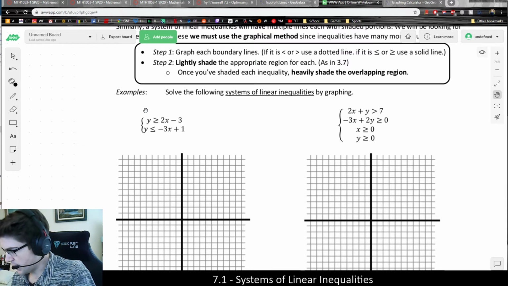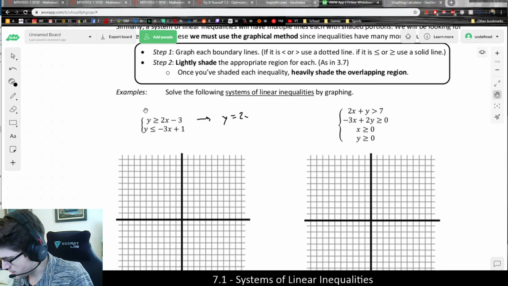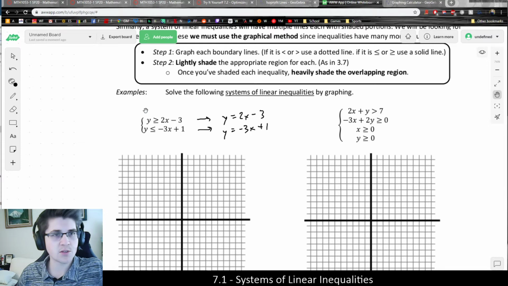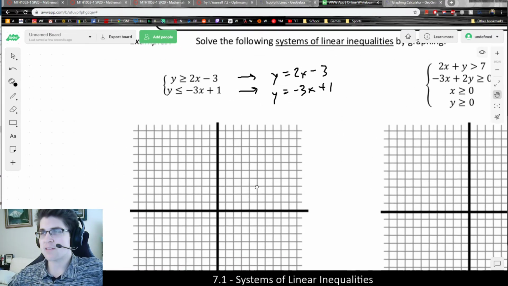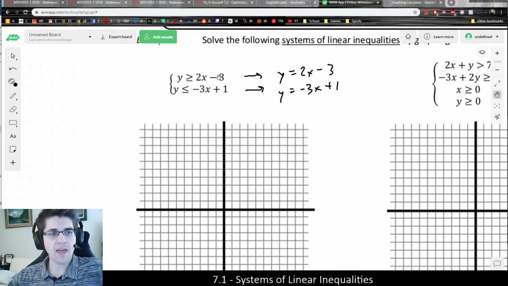Basically, the boundary line is not the same as the inequality, but it is the comparable equation, which would be y equals 2x minus 3, and y equals negative 3x plus 1. So we want to start by graphing those equations instead of the inequality, because that will give us a sense of what is on the edge, basically.